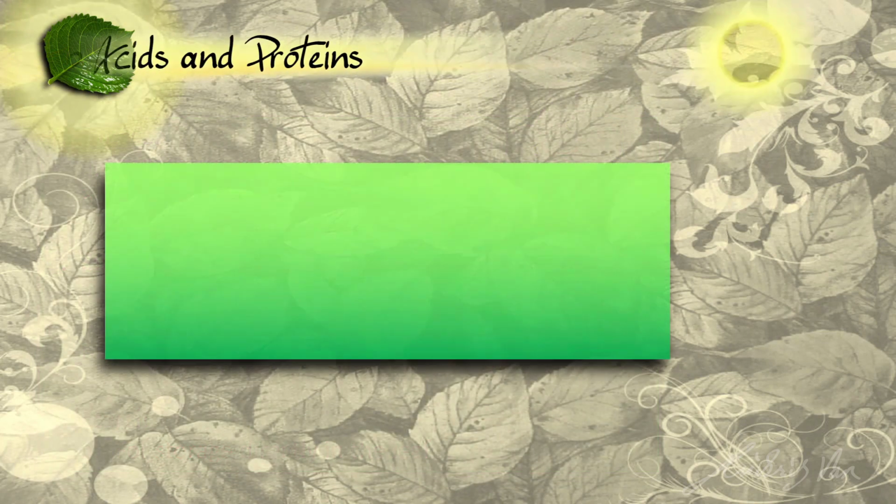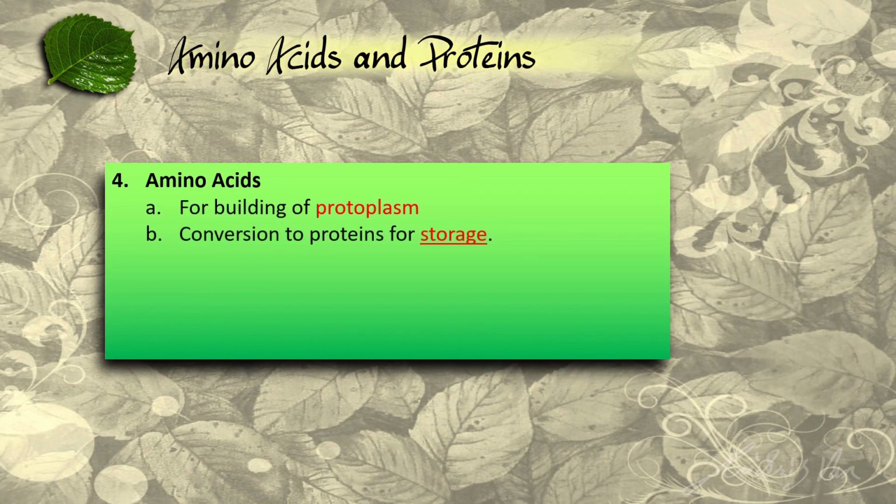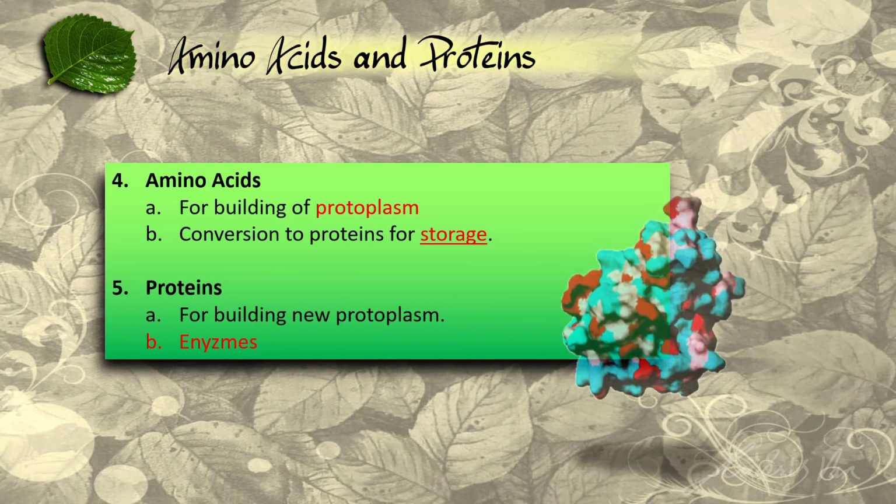For amino acid, they are being used as building block for their protoplasm. That means parts of the cell. They can also be converted into protein for storage. So the protein can be used to build other protoplasm as well as enzyme.